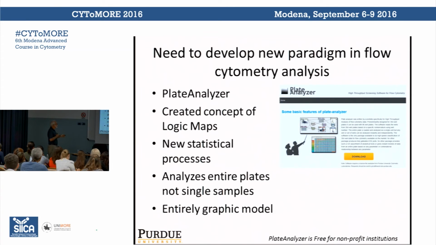And the idea is you have to analyze the plate. You cannot just look at a single sample. You can if you want to, but that doesn't tell you the answer. You need to have this. And we wanted this entirely in a graphic model, because what we were looking for are dose response curves. And if you run in flow cytometer and what you're interested in is dose response curves, how do you get a dose response curve?